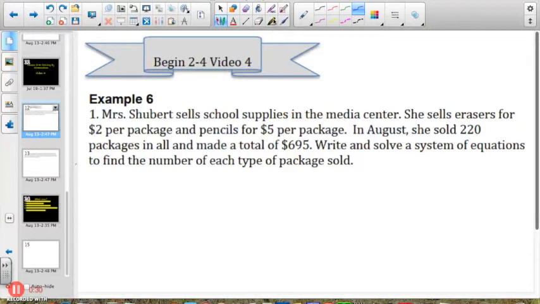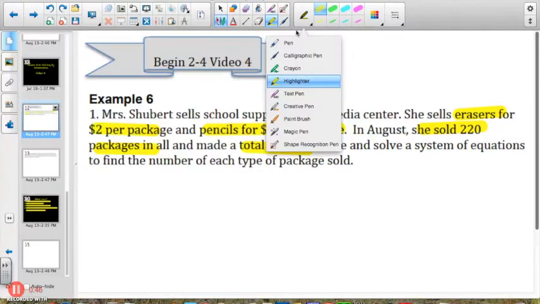So as always, we want to highlight our important information. We know that erasers are going to sell for $2 per package. Pencils are going to sell for $5 a package. She sold 220 packages in all, and she made a total of $695.